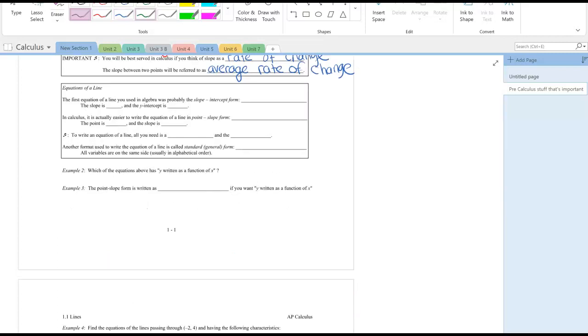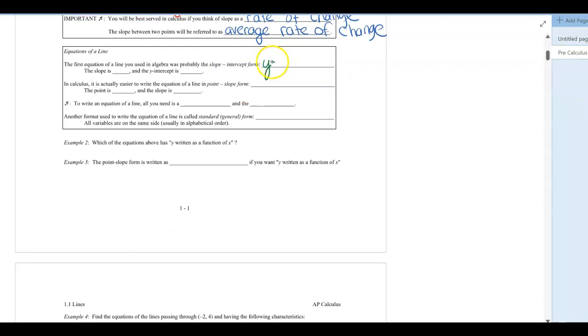Alright, other parts of a line that we should be familiar with at this point are the different equations of lines. The first equation of a line that we used in algebra was probably that slope-intercept form, which everybody gets drilled and killed into their head, which is that form of y equals mx plus b, where the slope is the m and the y-intercept is that b.